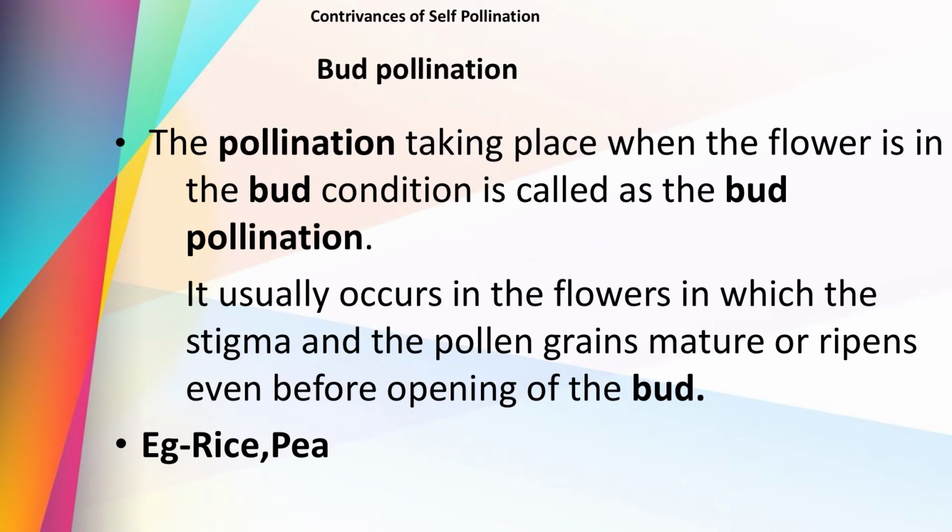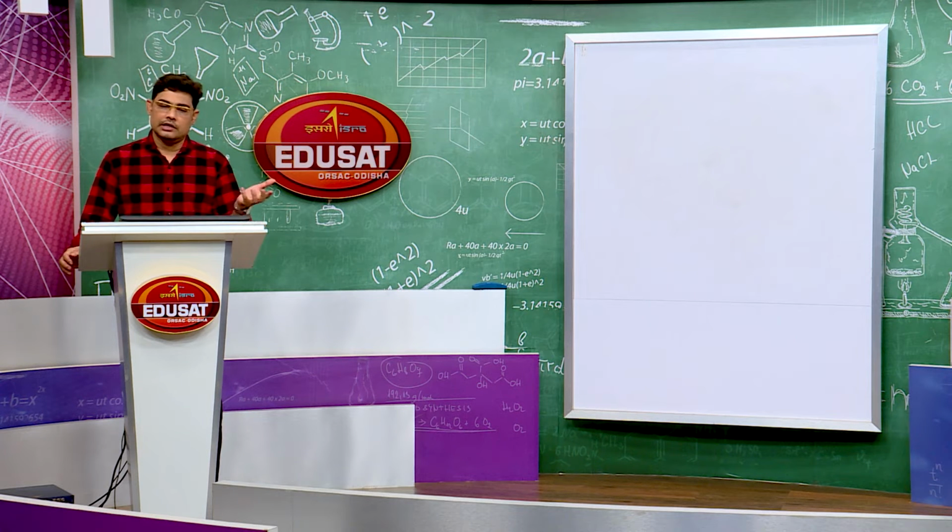Moving to the next slide, bud pollination. This is a type of self pollination where, when the flower is still in the bud condition, pollination takes place and the process of fertilization is also initiated. That is seen in rice, and also in pea, Pisum sativum. So, in these plants pollination already takes place during the bud condition. It is not exactly mandatory, but it favors self pollination.